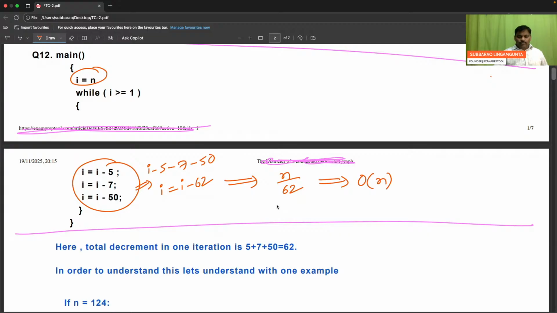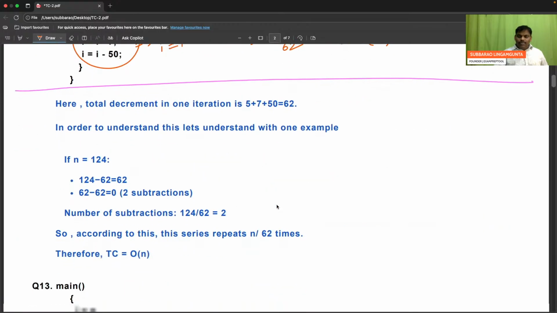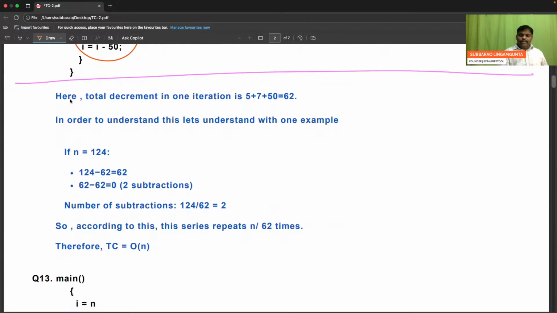Perfect. Question number 12, we have already done. Time complexity, big O of n. Go to the total explanation also given. See, total became 62. If n is 124, 124 minus 62, 62 minus 62, so 0. You did it just 2 times.